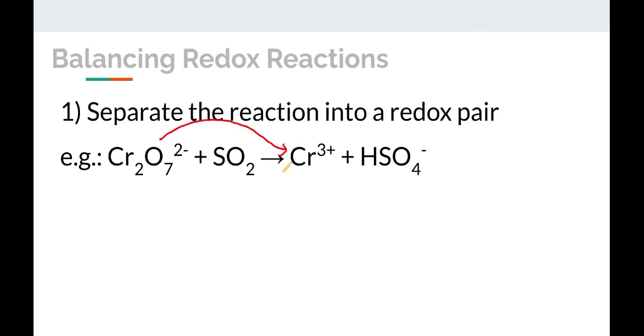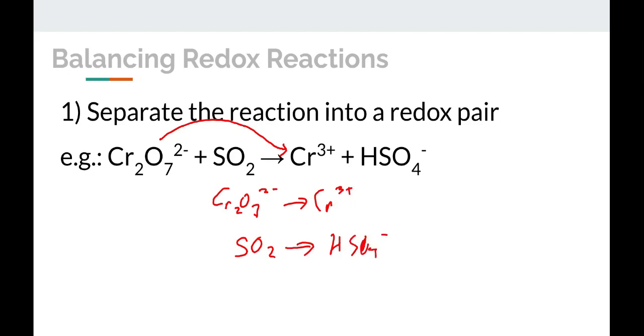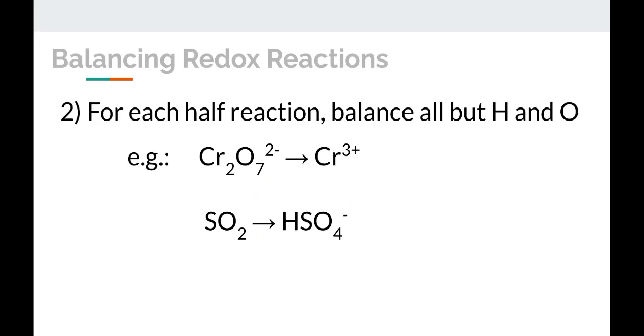Cr2O7 and Cr3+ must be a half reaction because you can't make chromium into sulfur or sulfur into chromium. So 1 half reaction here is going to be Cr2O7 2- making Cr3+. And then the other half reaction is going to be SO2 making HSO4-. Okay, so now we separated the reaction into a redox pair, a pair of half reactions. And we don't even really have to know which is the reduction and which is the oxidation at first to proceed. Next, for each half reaction, balance everything except hydrogen and oxygen.